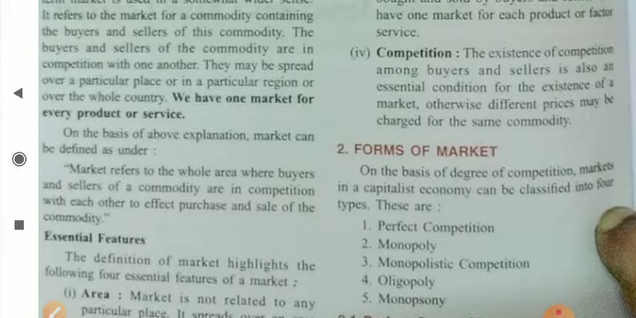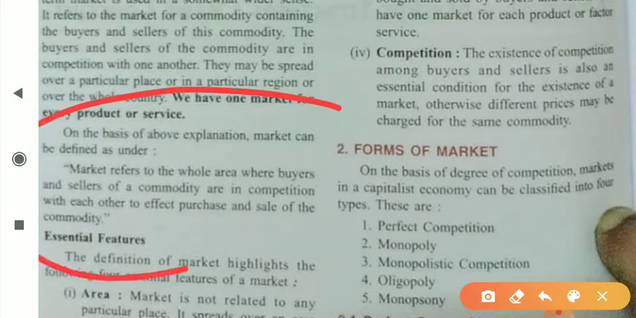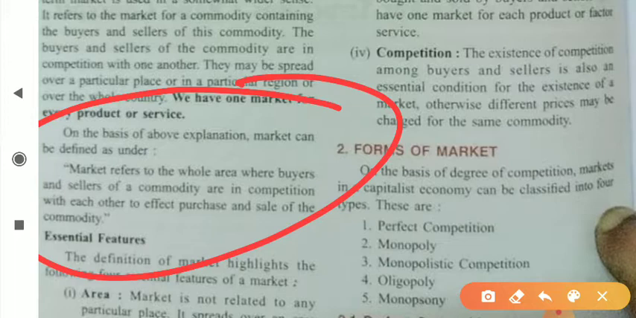So on the basis of the above explanation, market can be defined as follows. This is your definition of market, you can write it down: market refers to the whole area where buyers and sellers of a commodity are in competition with each other to effect purchase and sale of the commodity. This is simply known as market.